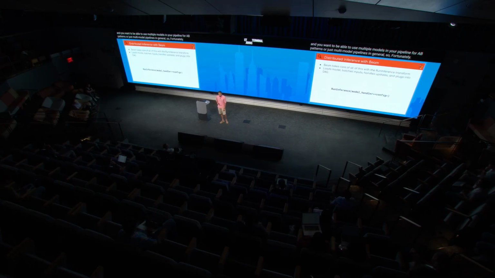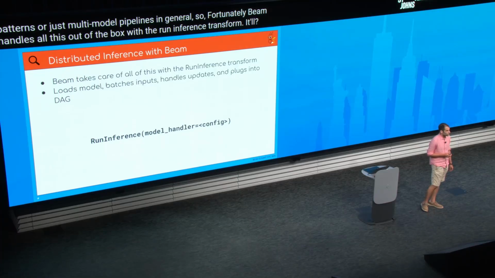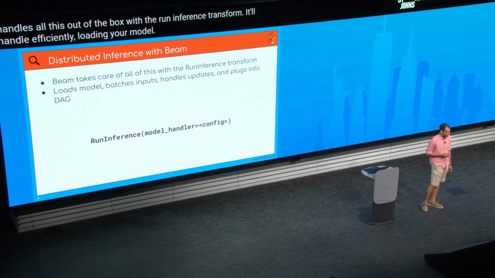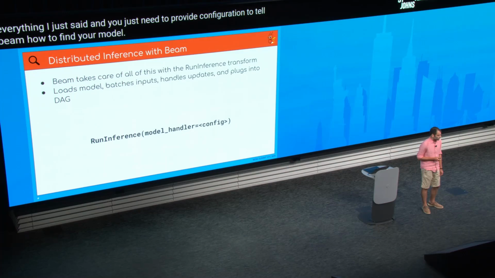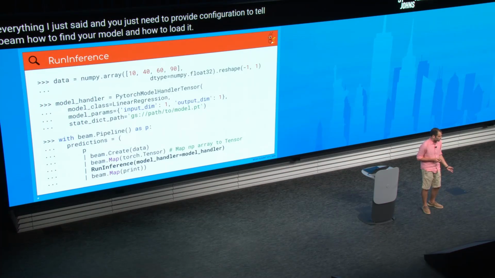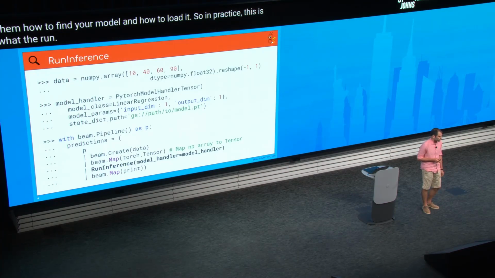Fortunately, Beam handles all of this out of the box with the RunInference transform. It'll handle efficiently loading your model, batching, updates, everything I just said. And you just need to provide configuration to tell Beam how to find your model and how to load it. So in practice, this is what the RunInference transform looks like.